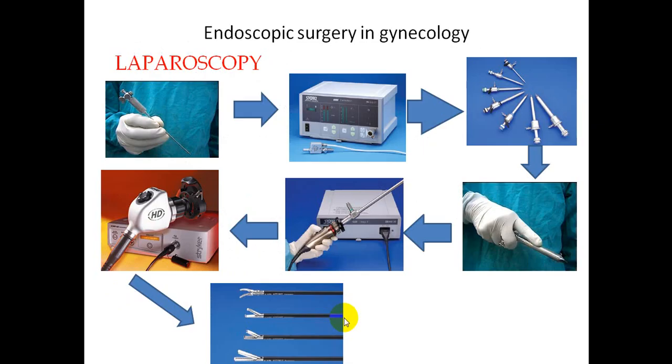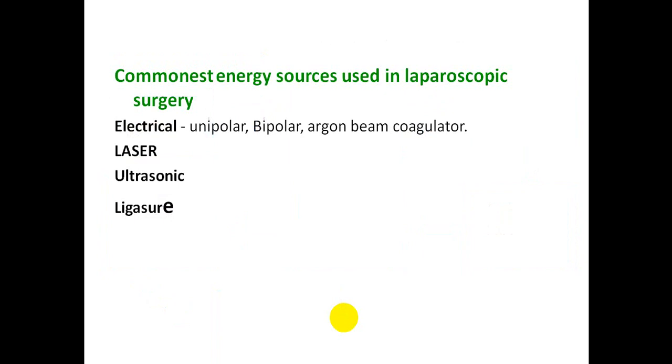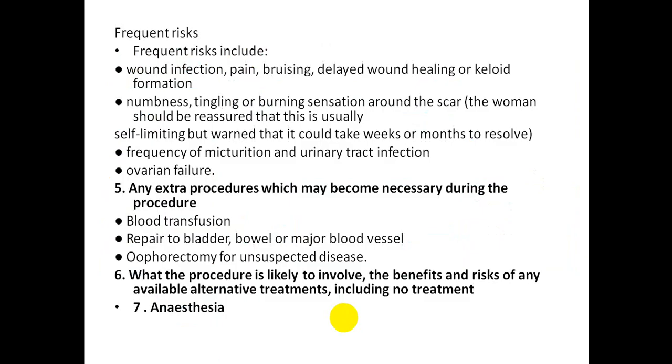Frequent risks include wound infection, pain, bruising, delayed wound healing, numbness, tightening, and frequency of micturition, ovarian failure, and any extra procedure which may become necessary during the operation, such as blood transfusion, repair to bladder or bowel injury, and repair for unsuspected disease. But the procedure is likely to involve benefits and risks compared with any available alternative treatment, including no treatment.